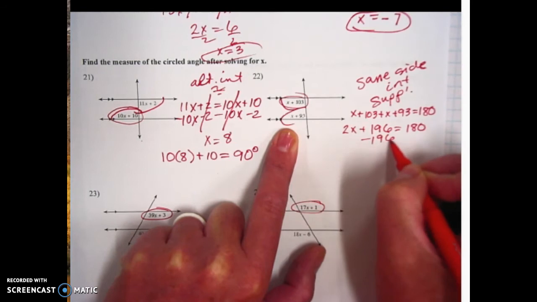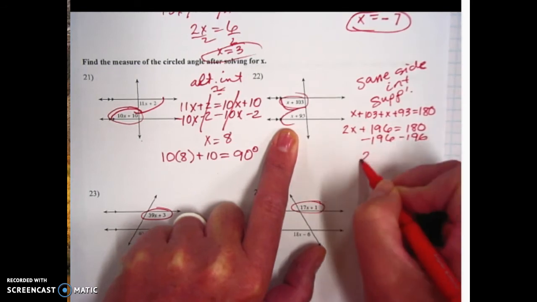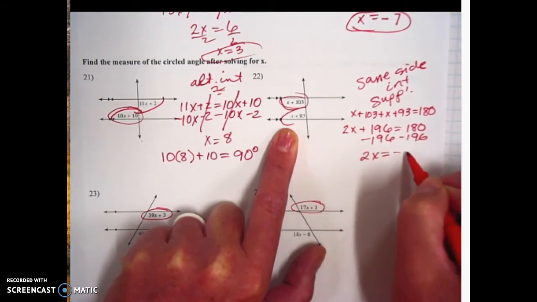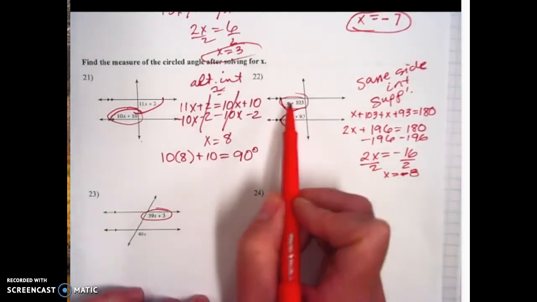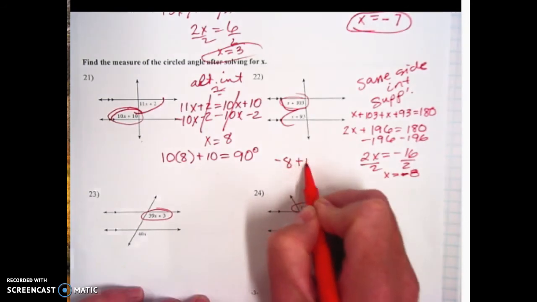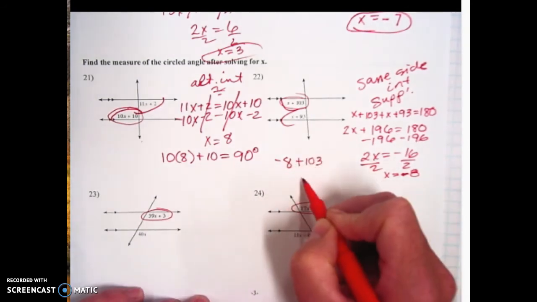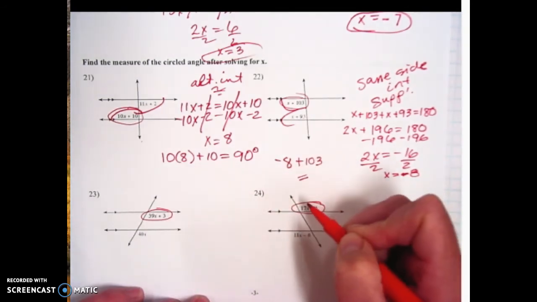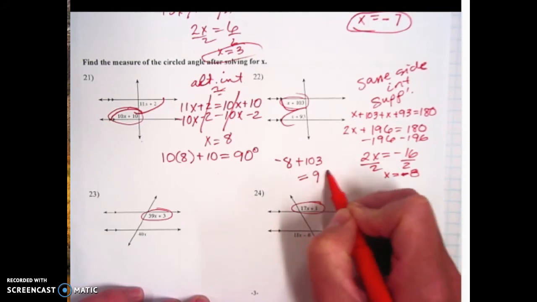Subtract that 196 from 180. So 2x is equal to negative 16. Divide both sides by 2, so x is equal to negative 8. And we just need to plug that into the circled one. I think the top one was the circled one. So we have negative 8 plus 103. That should be equal to 95.